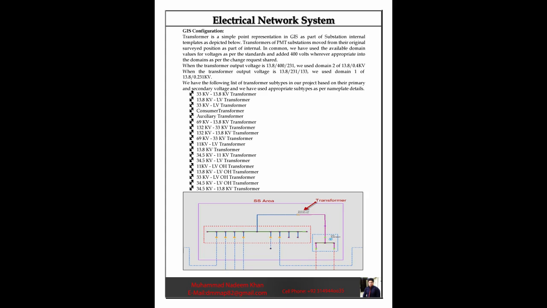When the transformer output voltage is 13.8/400/231, we use domain 2 of 13.8/0.4 kV. When the transformer output voltage is 13.8/231/133, we use domain 1 of 13.8/0.231 kV. We have the following list of transformer subtypes in our project based on their primary and secondary voltage, and we have used appropriate subtypes as per nameplate details.